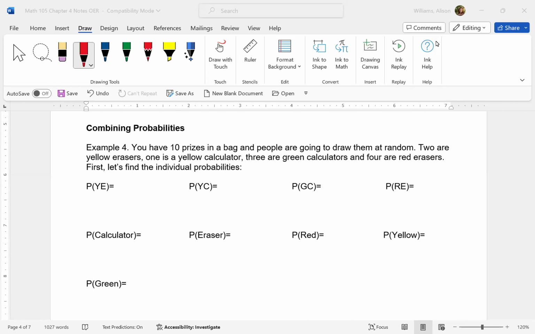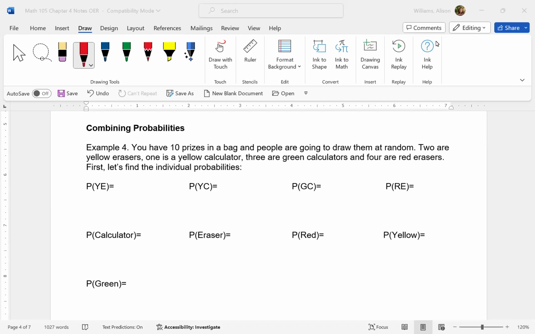Okay, so we have a bag of prizes. There's 10 prizes, and people are going to draw them at random. Two of the prizes are yellow erasers, one's a yellow calculator, three are green calculators. Clearly, this is a bag some teacher has made for their class. Three are green calculators, and four are red erasers.